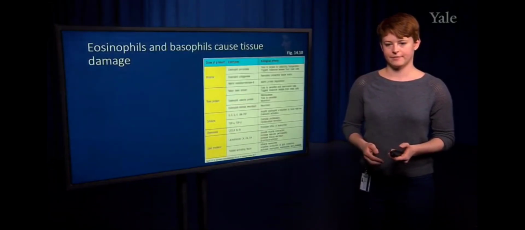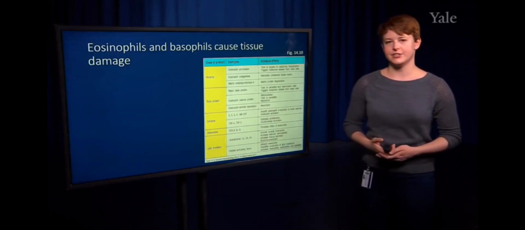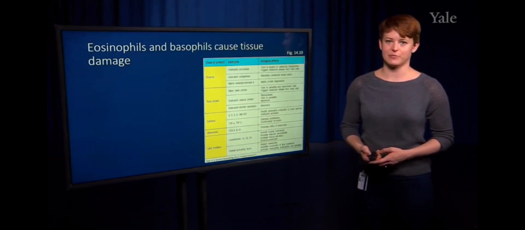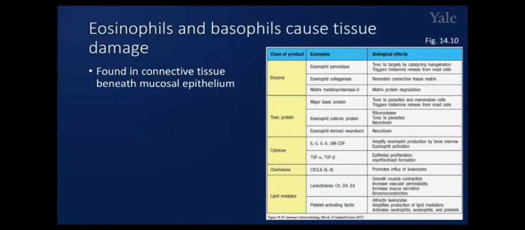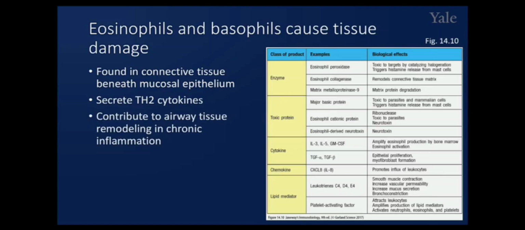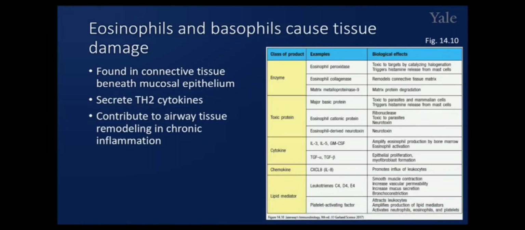So we've talked so far about mast cells. Now I want to introduce you guys to eosinophils and basophils, which are also very important. These cell types are typically found in connective tissue beneath the mucosa, and they often secrete cytokines that skew the adaptive response towards a Th2 response. They also contribute to airway tissue remodeling, and this is particularly important when we think about chronic inflammation from allergy.